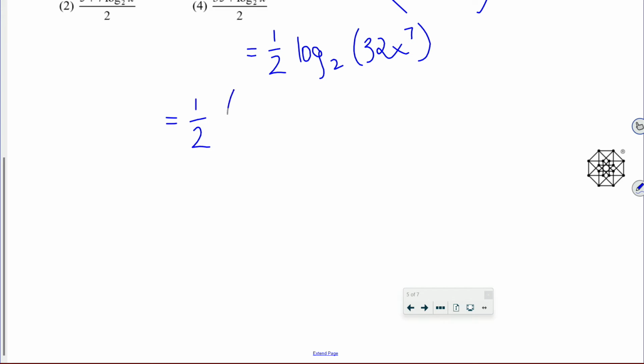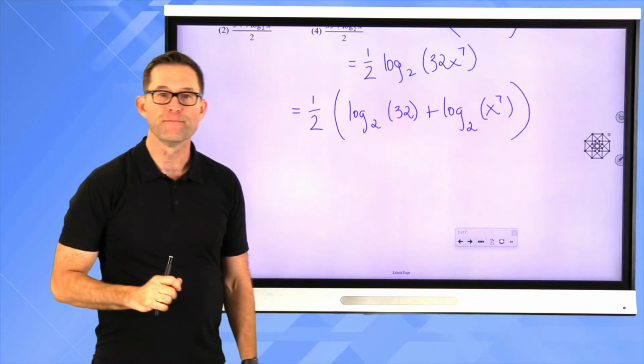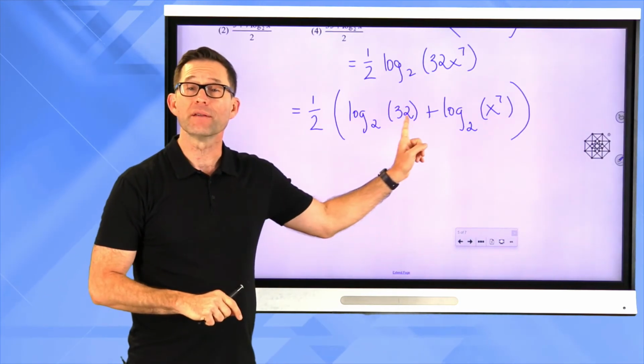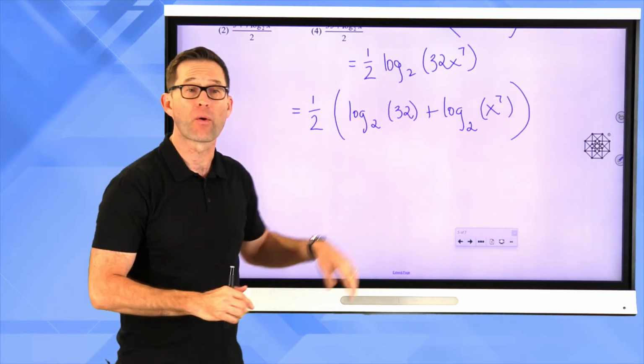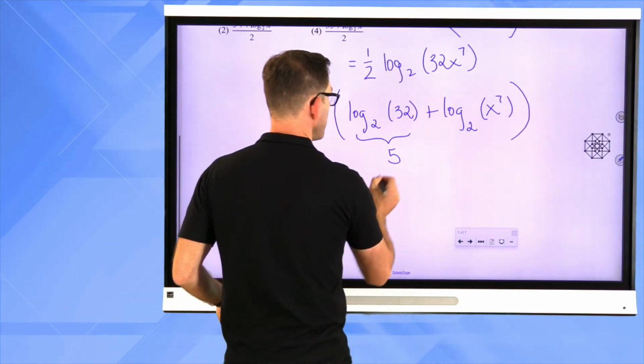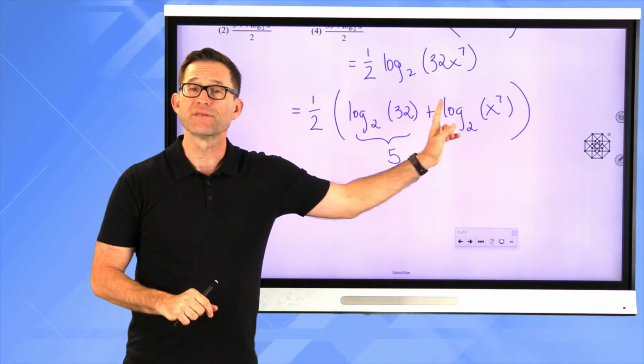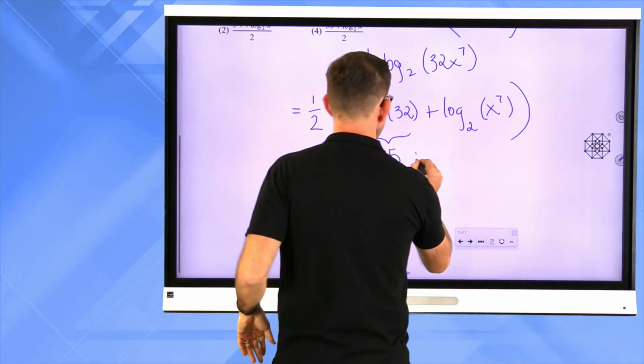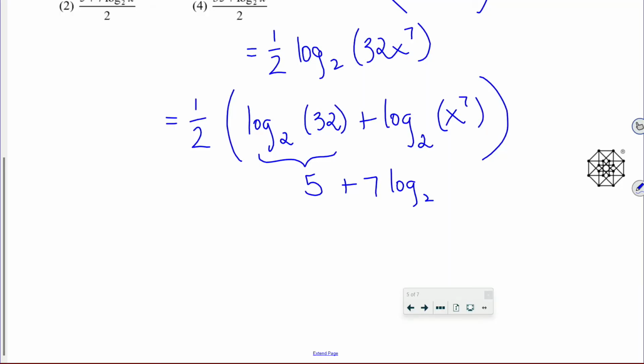So, being very careful about my parentheses, I can now say that that's the log base 2 of 32 plus the log base 2 of x to the 7th. And now, what can I do inside of this parentheses? Well, conveniently, 32 is 2 to the 5th power, so all of this is equal to 5. On the other hand, this is the logarithm of something raised to a power, so I can bring that power out, and that's going to be plus 7 times log base 2 of x, all times 1/2.